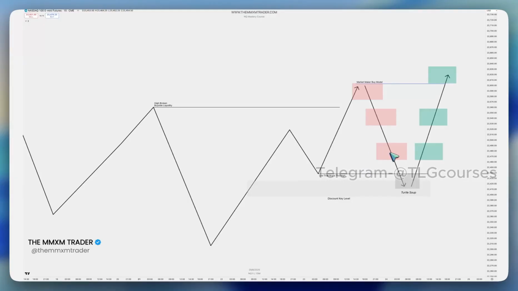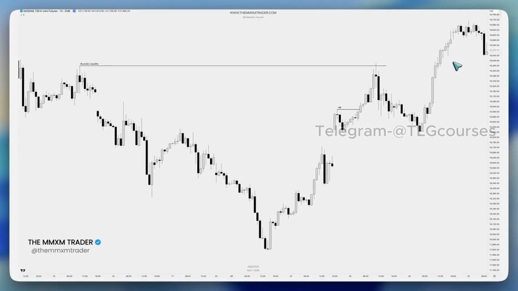Now, remember, okay, and this is why it's extremely advanced. You can catch two MMXMs. Now, if the move down was counter to the institutional order flow, don't take that in the beginning, guys. Focus on the order flow. But remember, lows that broke the highs are where true turtle soup forms. So this is also a market maker buy model.